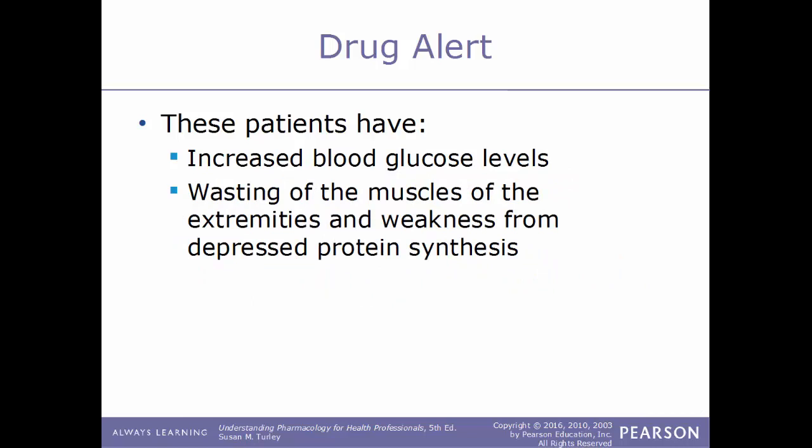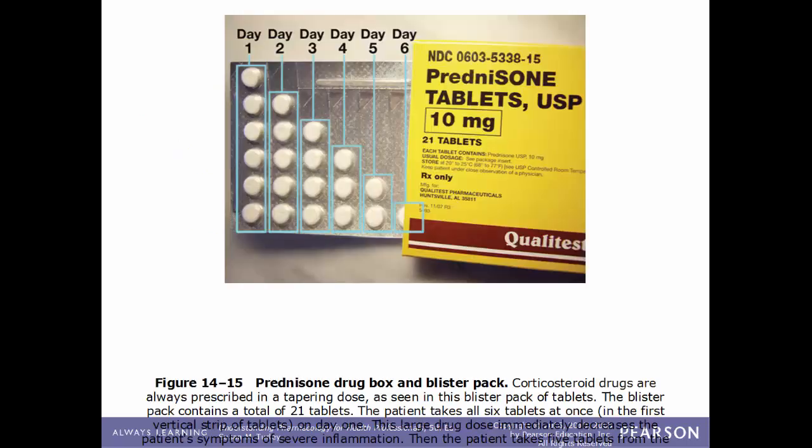They can also have a wasting of the muscles of their extremities and weakness from having depressed protein synthesis. Alright, in this image we have an example of a package of prednisone. As you can see, it is given a tapered dose. Day 1, there are 6 pills. Day 2, 5. Day 3, there's 4. Next day is 3, then 2, then 1. This has to be tapered in this way.